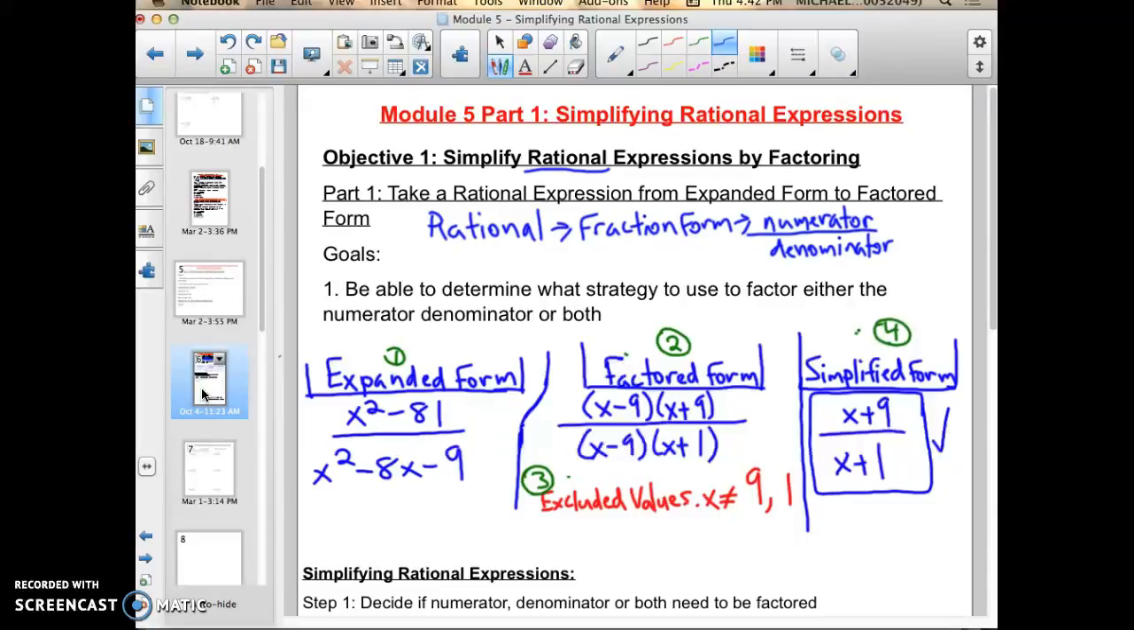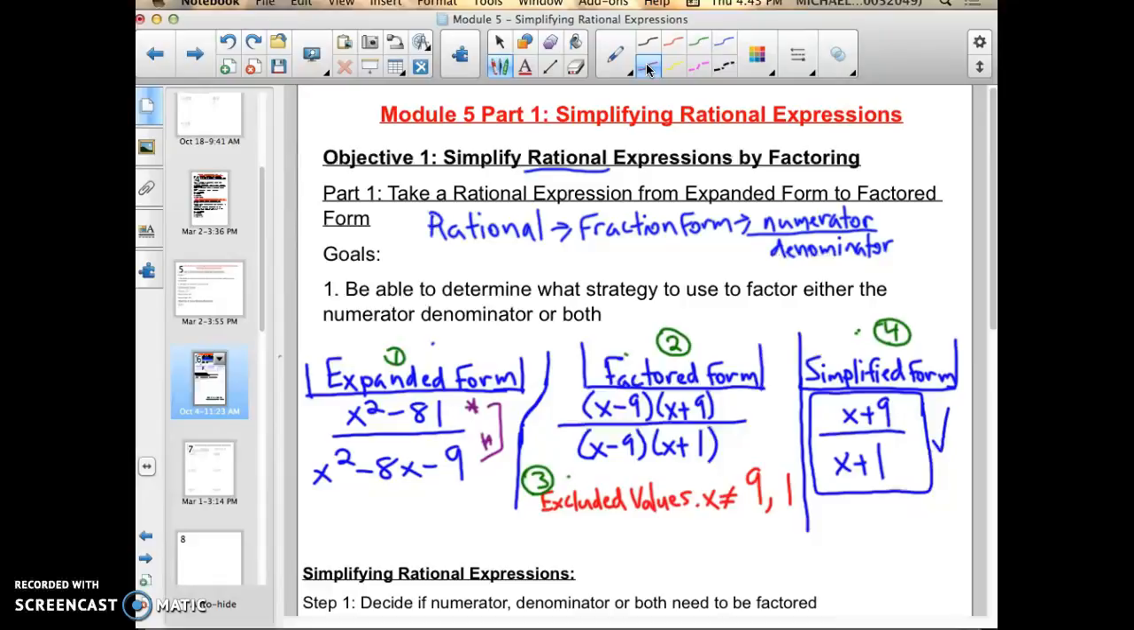So I've given you an example right here. The expanded form, I'm going to call it, is in a fraction, right? There's a numerator. The numerator is here, x squared minus 81, and it sits over the top of the denominator, x squared minus 8x minus 9. Both are quadratic expressions, but it is a rational expression because it exists as a numerator and a denominator like that. That's what makes something a rational expression.